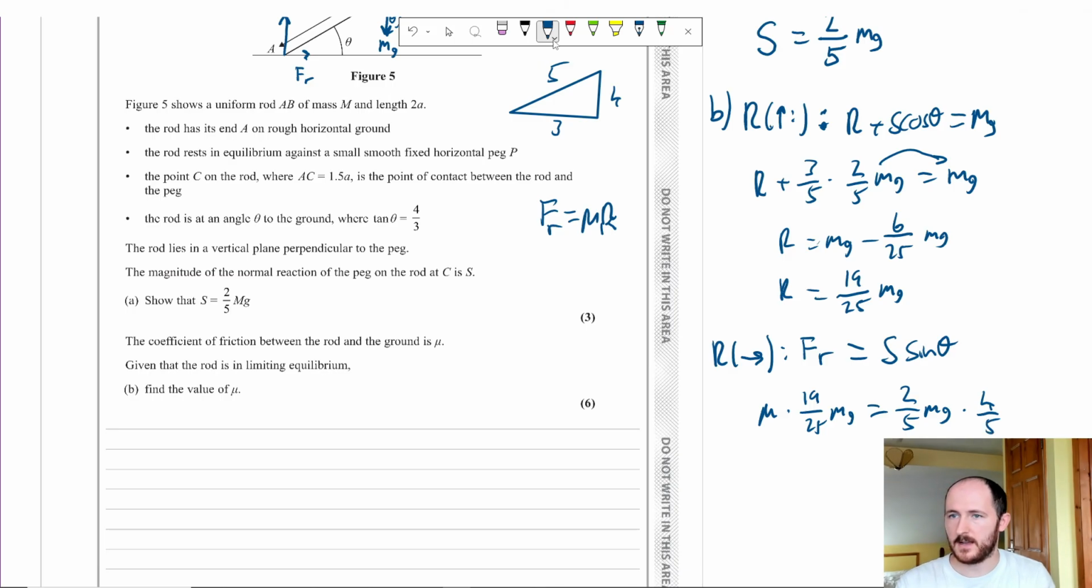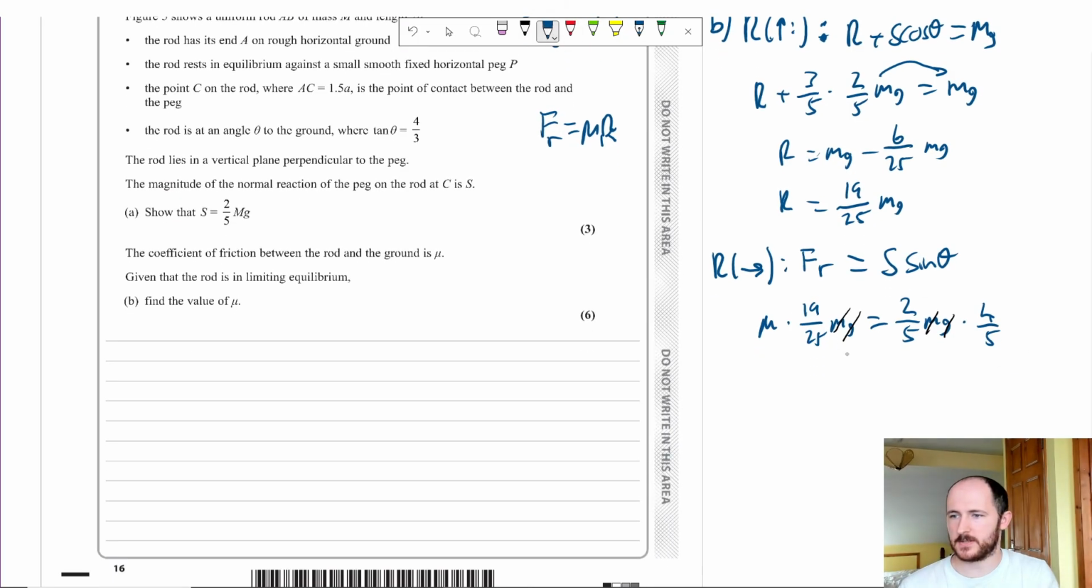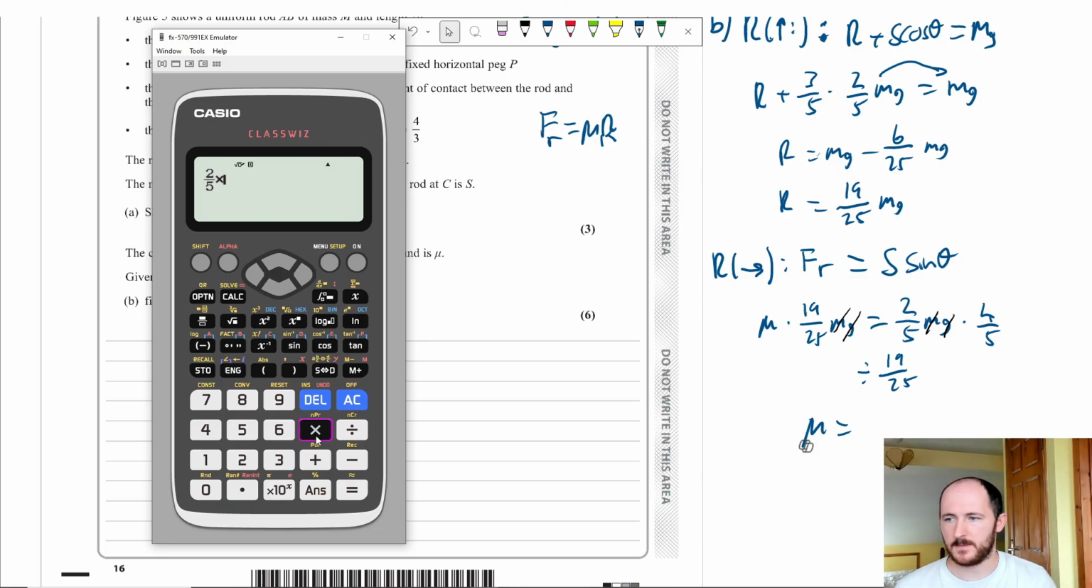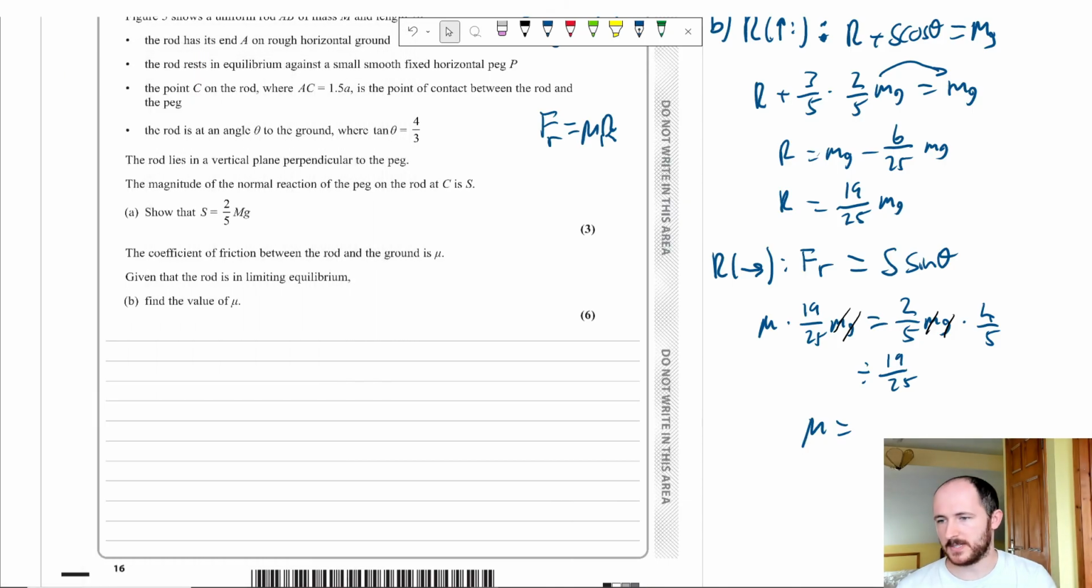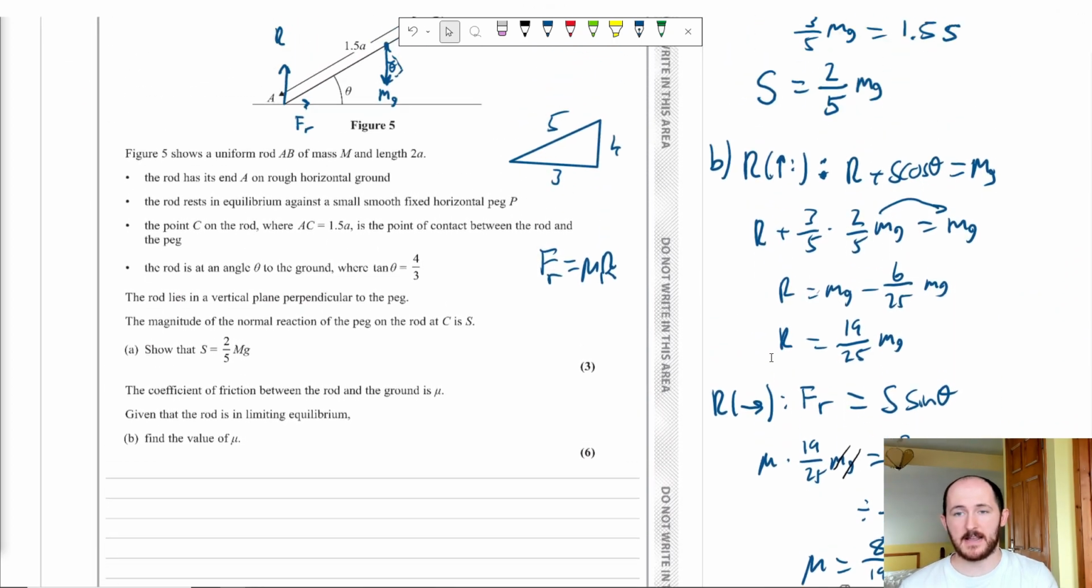And if you notice, I can cancel out the mg's from both sides, which means now I have no unknowns except for the coefficient. So if I divide both sides by 19/25, I should get my value for mu. And that's for 6 marks. So let's do that. So we have 2/5 times 4/5. I really didn't need a calculator for this, but YOLO, right? Divided by 19/25 gives me 8/19, which is the correct answer. And there we have it. There's the full stats and mechanics, so paper 3, 2024. That's everything for 2024 now done.